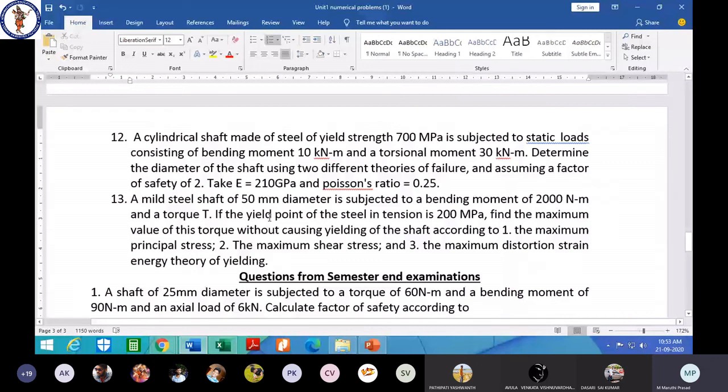So this is the problem where the torque is unknown. Due to this bending moment and torque, we have the diameter of the steel shaft as 50 mm. Right, they have given the dimension of the steel shaft. Now what torque do you have to apply to avoid failure as per these three theories?